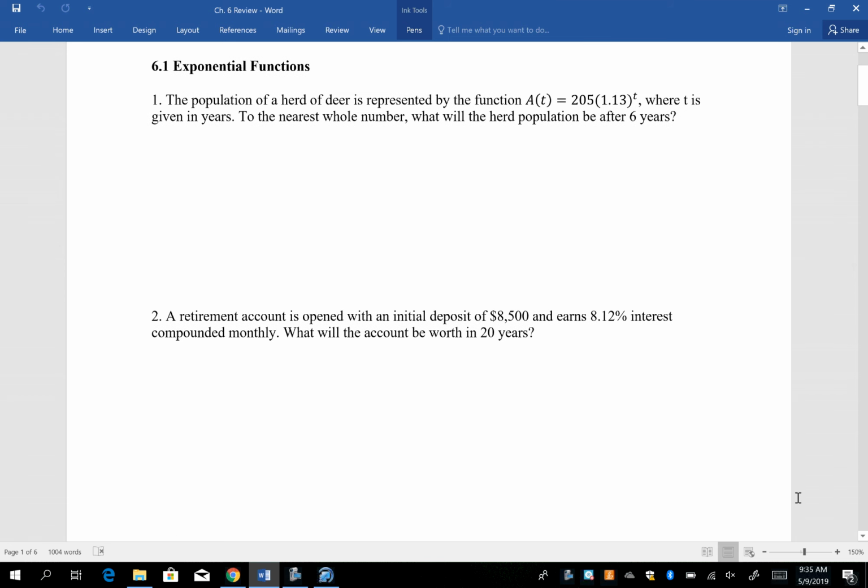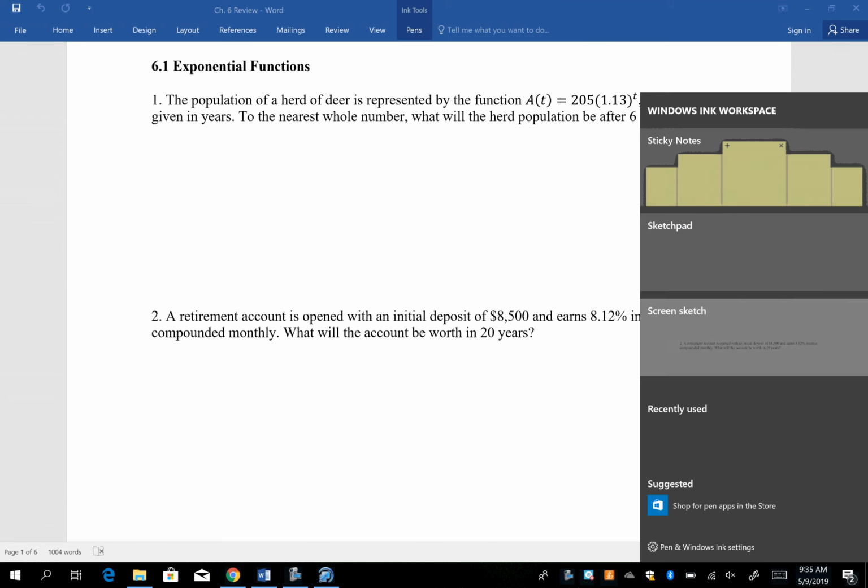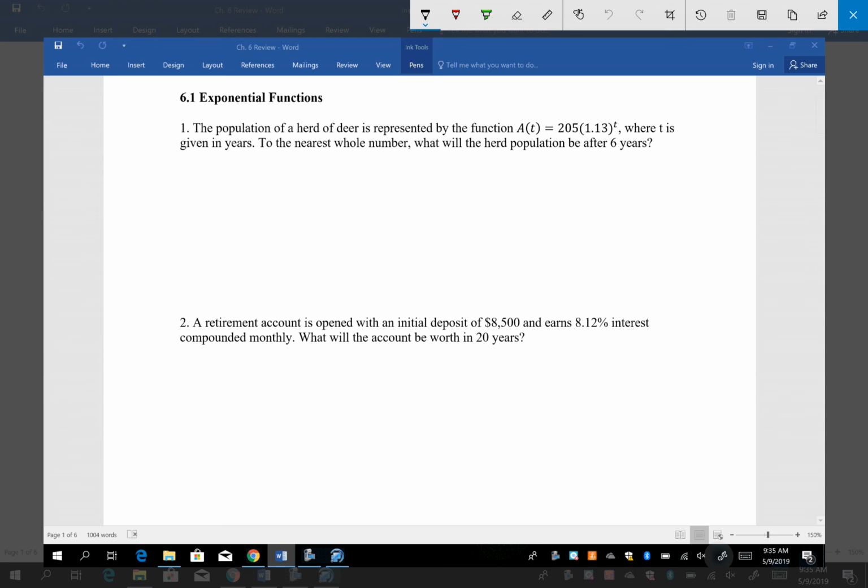Let's start with number 1. Read it for us, Lexi. Number 1. The population of a herd of deer is represented by the function A of T equals 205 times 1.13 to the T, where T is in years to the nearest whole number. What will the herd population be?